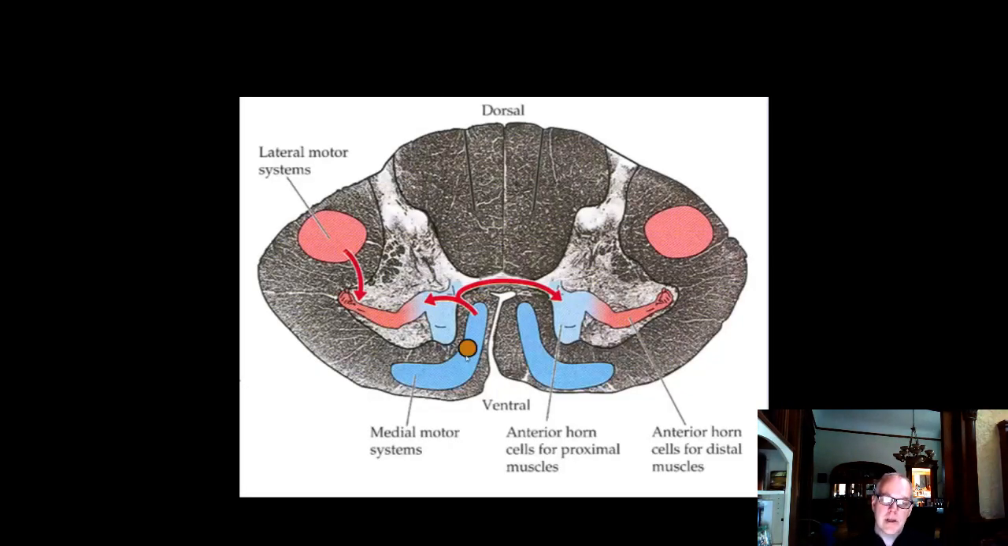Okay, and so again, tectospinal tract here, part of our medial motor system, and so this is just invested here in cervical anterior horn cells for turning your head.